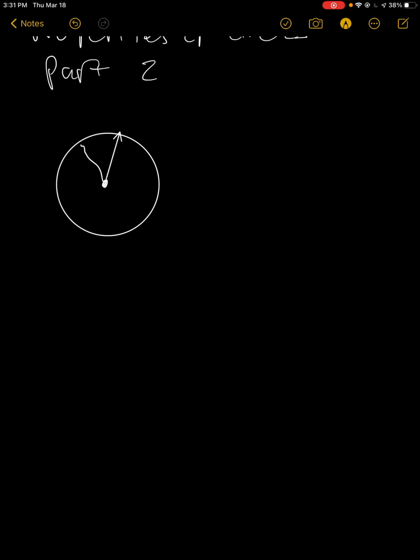When the angle starts at the center and goes to any two other points on the circle, whatever's here is going to be the same as the arc up top. So if we know that this angle measures 34 degrees, this arc will also measure 34 degrees. And like we said, this right here is called the central angle.